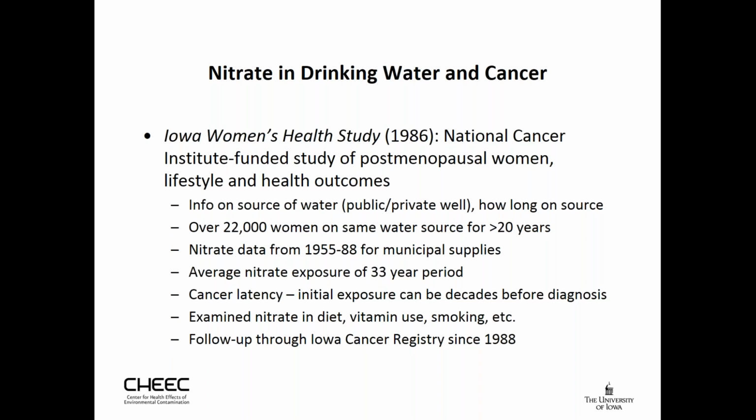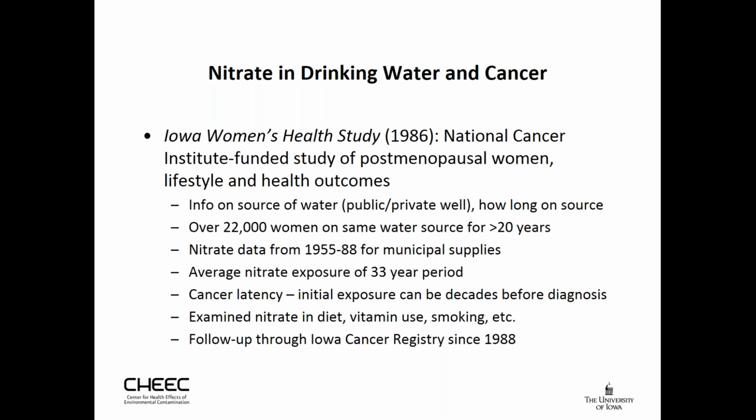We had information on source of water for these people. Over 22,000 women, out of a cohort of about 45,000, were on the same water source for more than 20 years. Iowans don't move a whole lot. And so this is really great for this type of research, where we know what their water supply was and that they were on it for these long periods of time. We had nitrate data from 1955 to 88 for municipal supplies. Even though we didn't have information on nitrate at the tap where these women were drinking the water, we did have municipal level nitrate information that we were able to use, and we averaged that over a 33-year period.